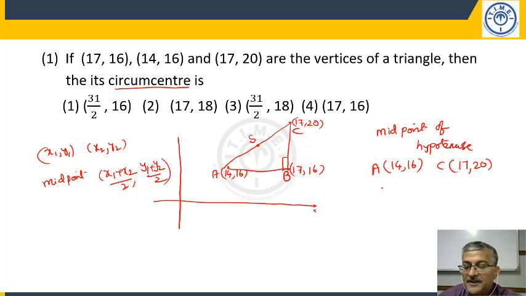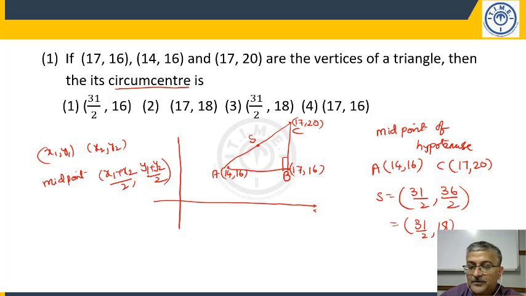So what is the circumcenter? It is the midpoint. So 14 plus 17 is 31, by 2. 16 plus 20 is 36, by 2. So it is nothing but (31 by 2, 18). So what is the correct answer for this? The third option is the correct one. In a right angle triangle, the circumcenter is the midpoint of the hypotenuse.